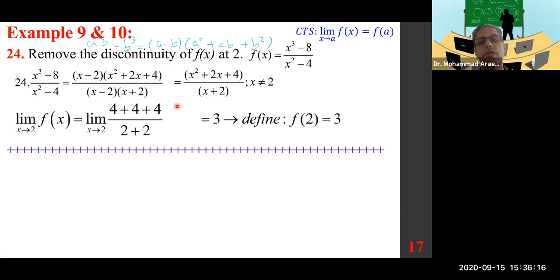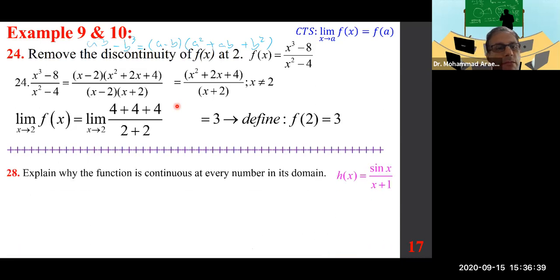All you have to do is say, okay, I'm going to define f of 2 to be the number 3. And it will take care of the business. It's pretty straightforward. So, in short, find the limit and set it equal to the functional value.